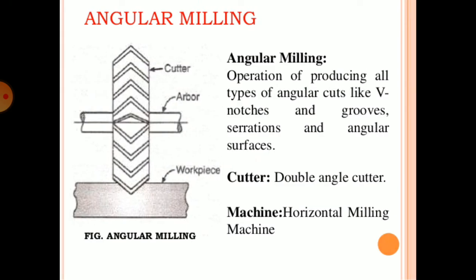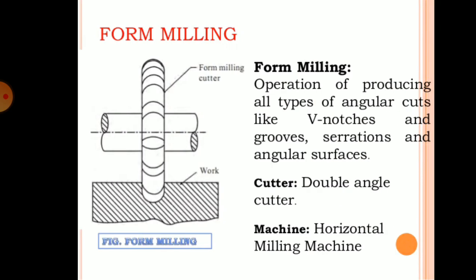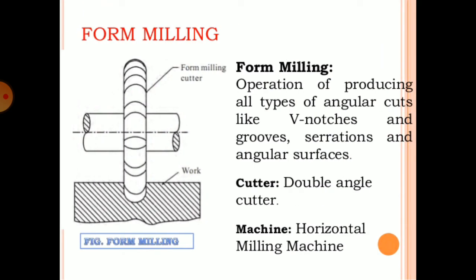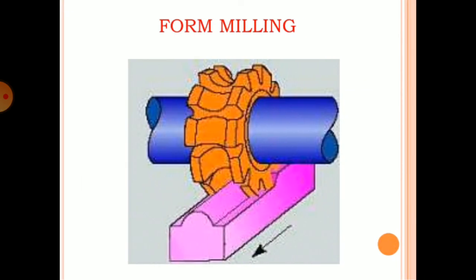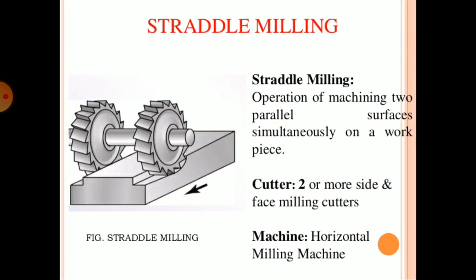In angular milling, operation of producing all types of angular cuts like V notches and grooves, serrations, and angular surfaces. Cutter, double angle cutter, and machine is the horizontal milling machine. In form milling, operation of producing all types of angular cuts like V notches and grooves, serrations, and angular surfaces. Cutter, double angle cutter, and machine is horizontal milling machine. This is form milling.